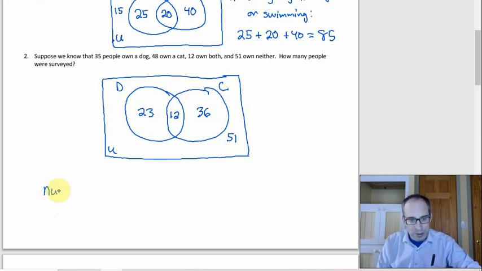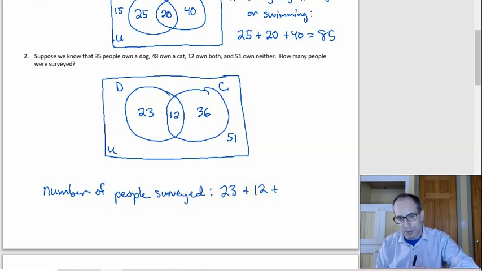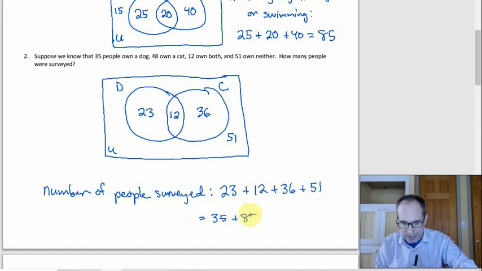So the number of people surveyed we can figure out by just adding up those 4 numbers. So 23 plus 12 plus 36 plus 51. Let's see, if I do this in my head, that's 35. And then the last two, if you add those, that's 87. So that's 122. And that's the answer.